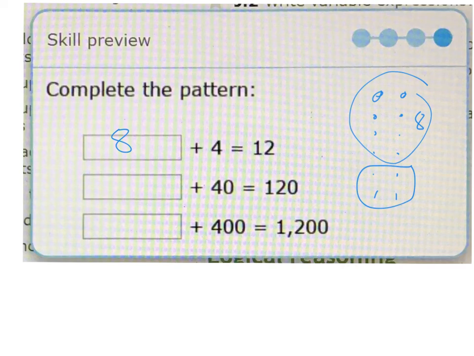I'm hoping you can start to see this, that therefore 80 plus 40 equals 120. Noticing that addition of the 0 there. Therefore 800 plus 400 equals 1,200. Please come see me if you need further explanation, but it's recognizing these patterns. No zeros, 1 0, 2 zeros.